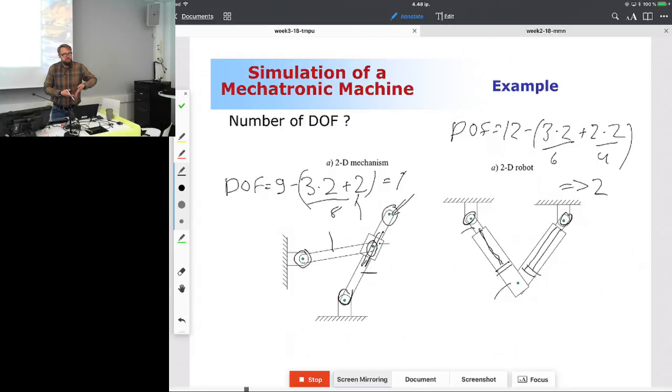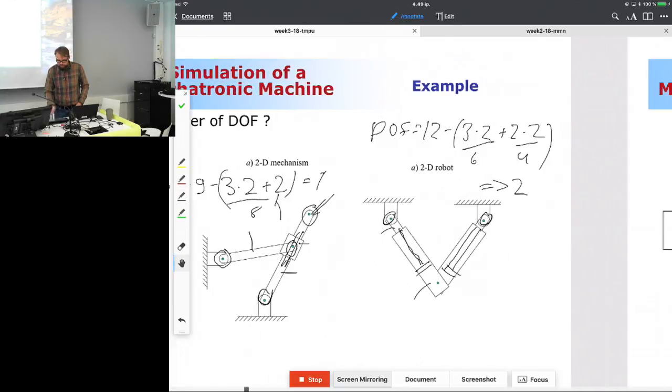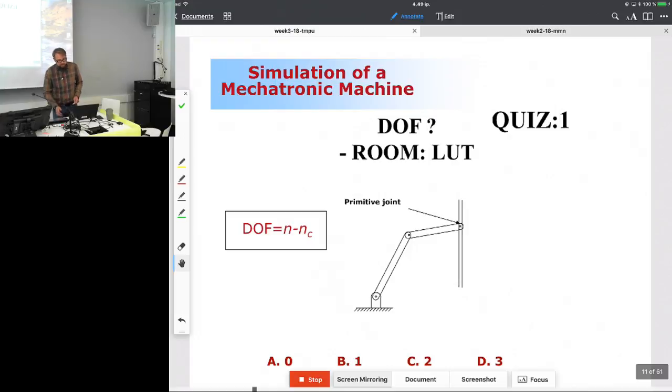You got it? Clear? Okay, what about this? What's the number of degrees of freedom? Okay, so I need to explain. So I have here a certain number of bodies, and then the primitive joint.